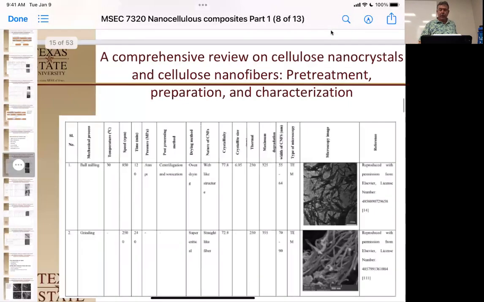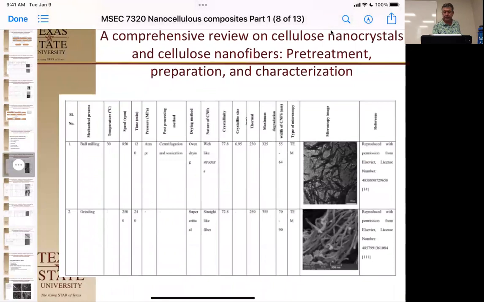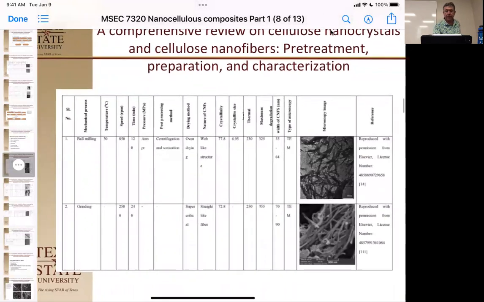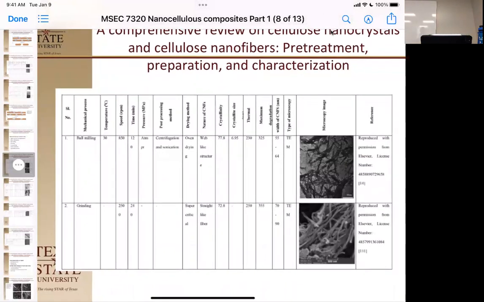Okay. So when they compare all these different types here, the first two we're going to compare are the ball milling and the grinding. So you can get different things. Here they got straight fibers and here they got a web-like structure. But look how they dry. They did oven dry. So you have your material that you just ball milled in a liquid, and then you just let it dry. And of course, it's going to form a mat. And so they got a very mat-like structure.